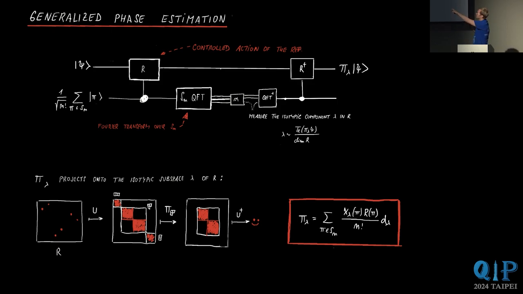And note that quantum circuit uses the S_n Fourier transform and the controlled application of the representation. So if you can apply a representation in a controlled way efficiently, then the circuit is also efficient.